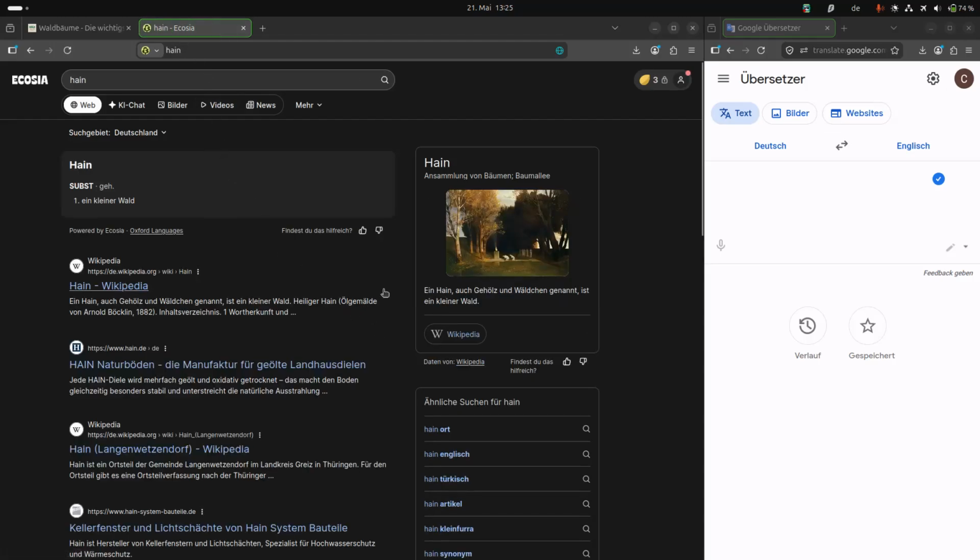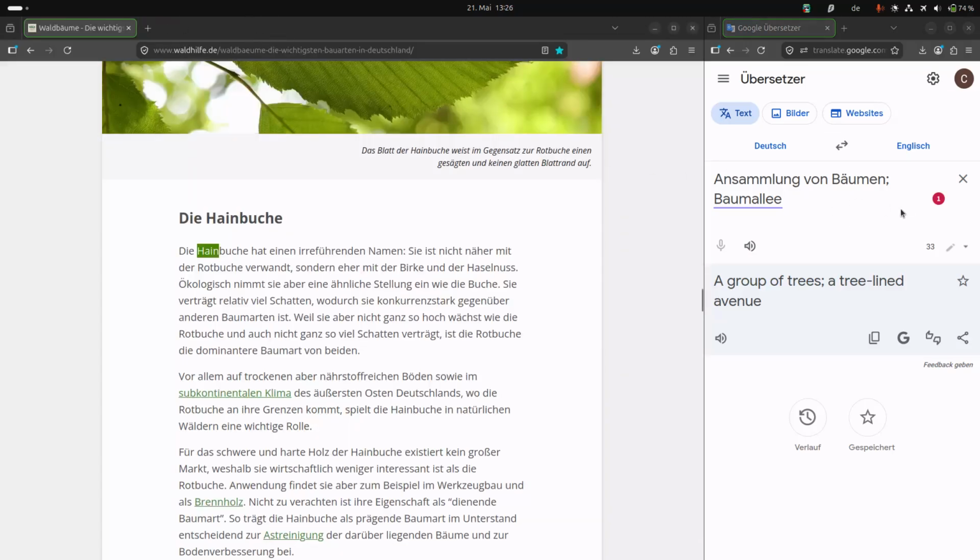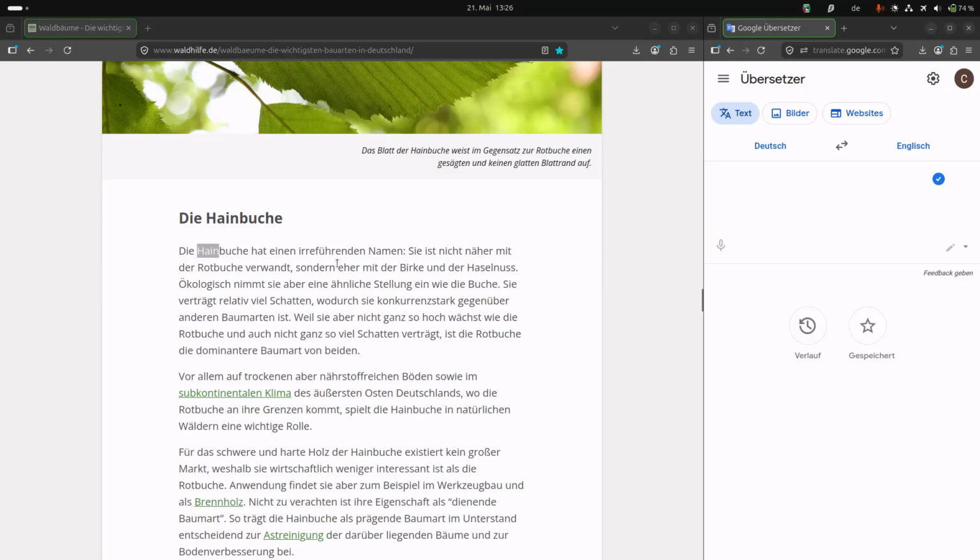So, Ansammlung von Bäumen, Baumallees. So this means basically a collection of trees, or do you say alley? I don't know, but many trees standing together. A group of trees, a tree-lined avenue. Yeah, avenue maybe rather. So, die Hainbuche, the hornbeam, has einen irreführenden Namen.